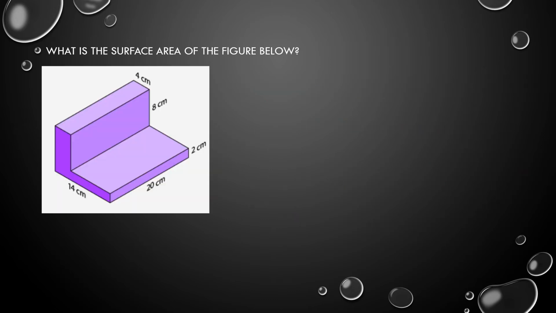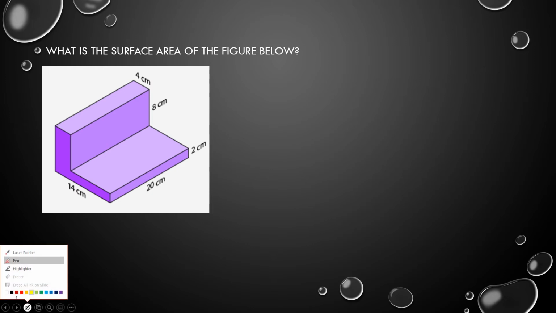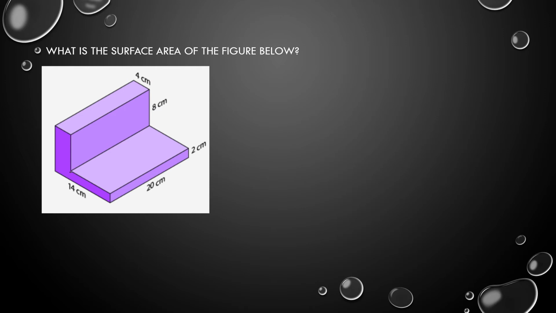Okay, next one is a composite figure. So we have these two boxes that are thrown together. And if I were to cut this box here, right here, you could see how I have this bottom really thin flat box and then another box that is placed on top. So we need to find the surface area of both of these and then add them together.